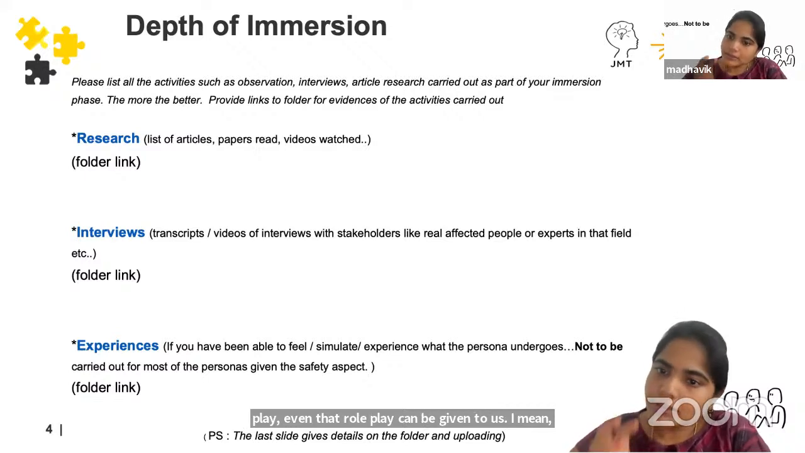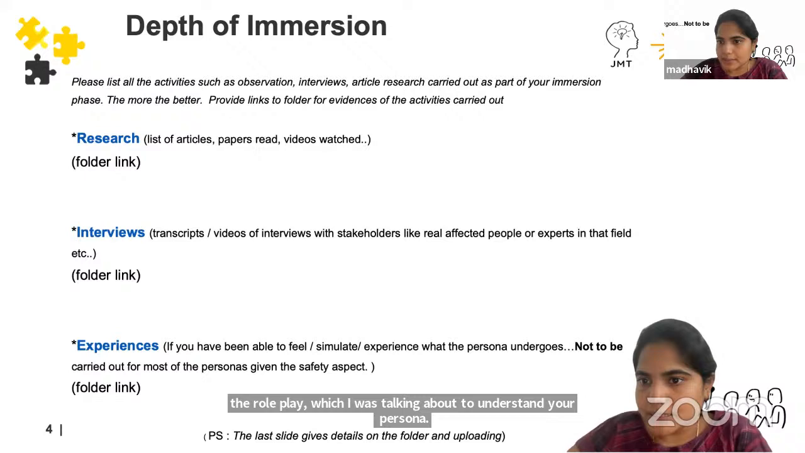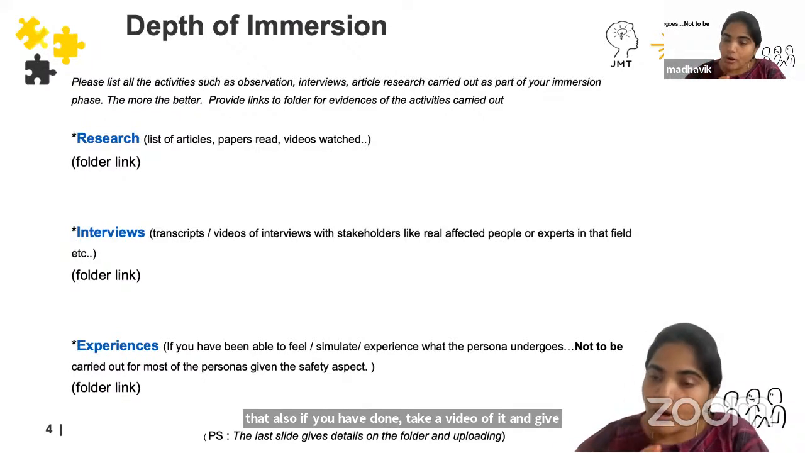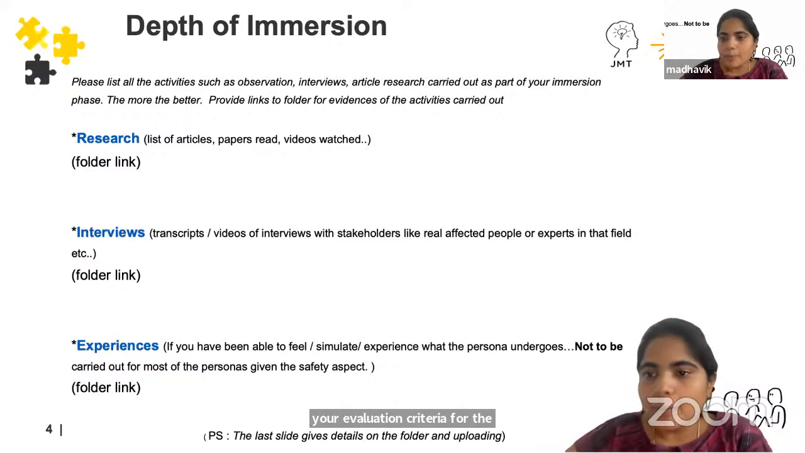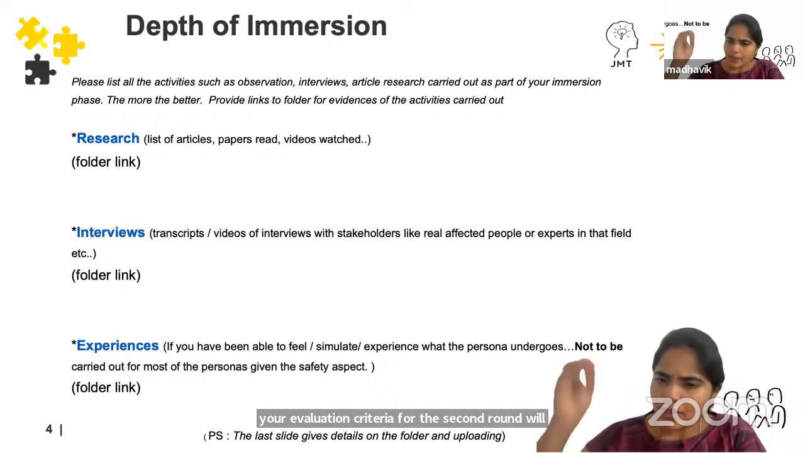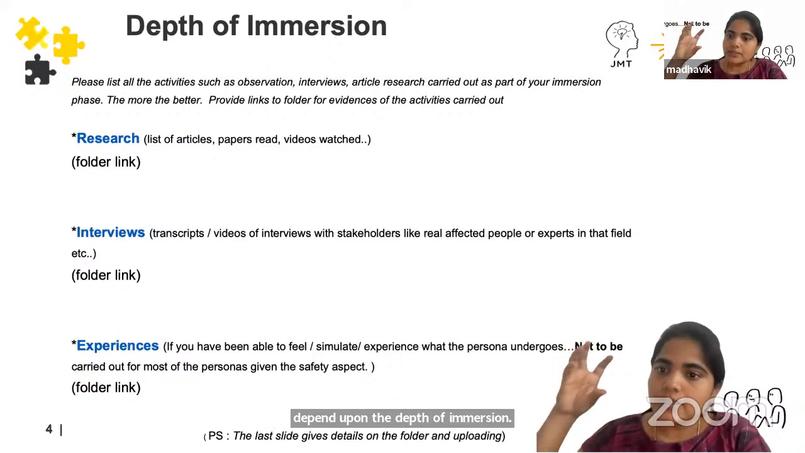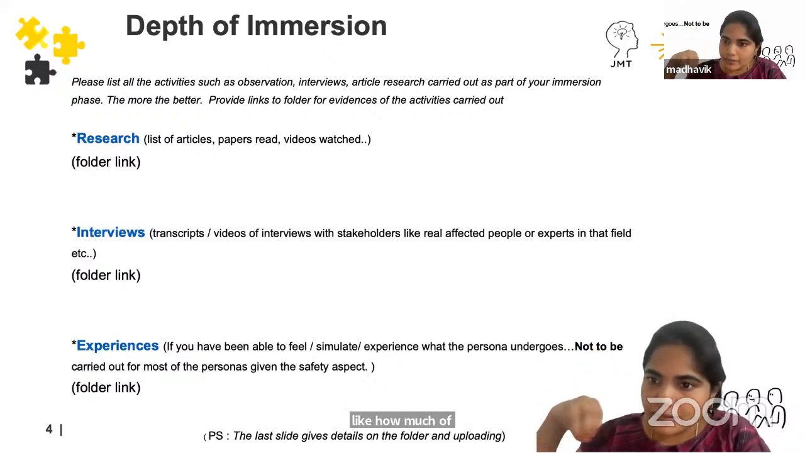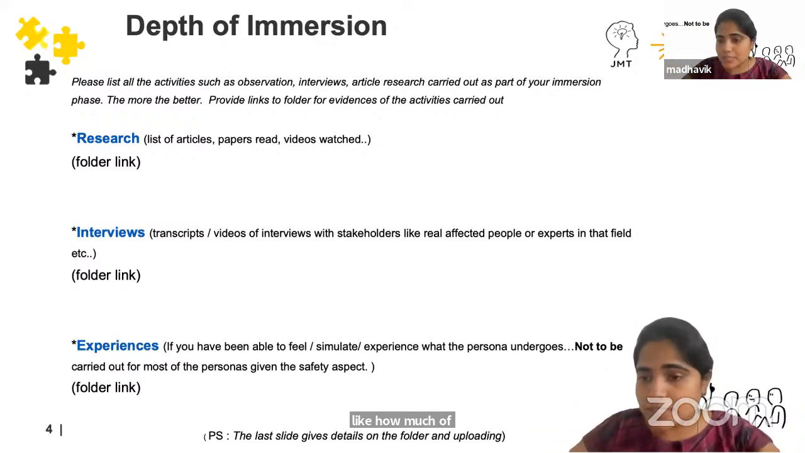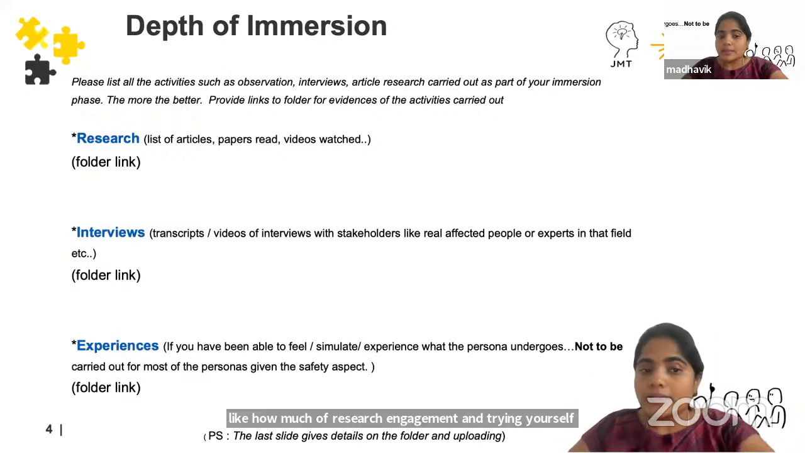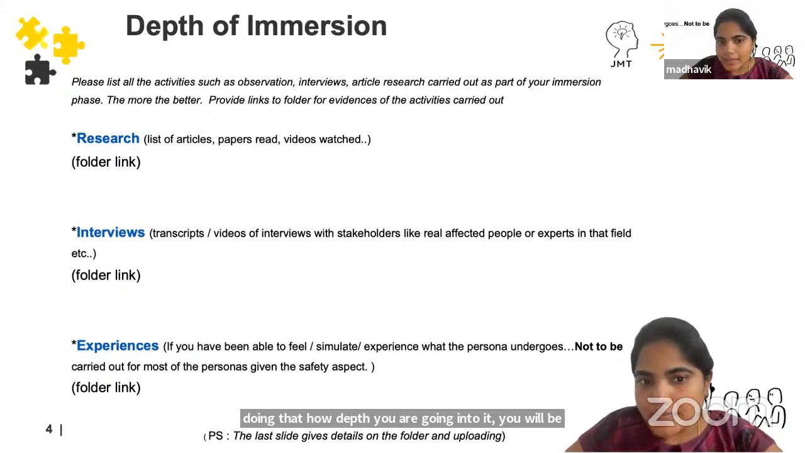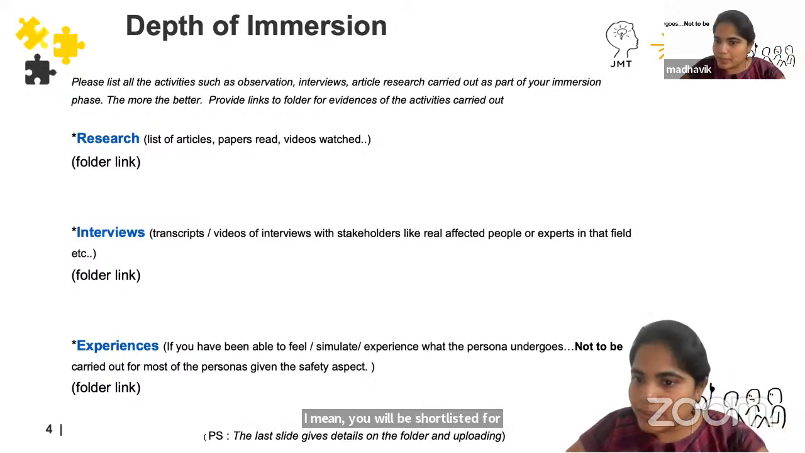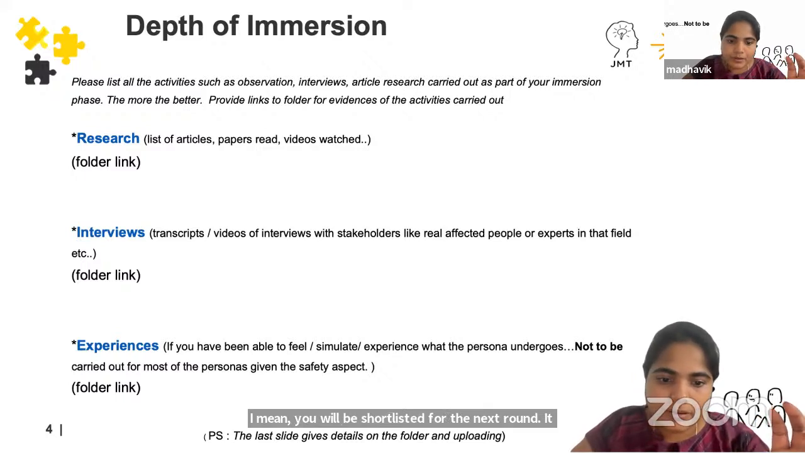That also, if you have done, take a video of it and give the links here. So, on the whole, your evaluation criteria for the second round will depend upon the depth of immersion, like how much of research, engagement, and trying yourself, like putting yourselves in the shoes of the persona you're doing, how deeply you're going into it. You will be promoted, you will be shortlisted for the next round. It depends upon the depth of the immersion which you're doing.